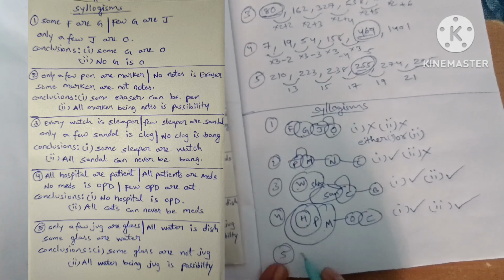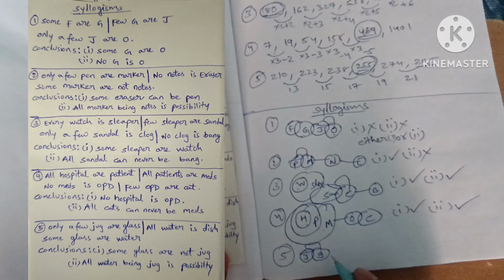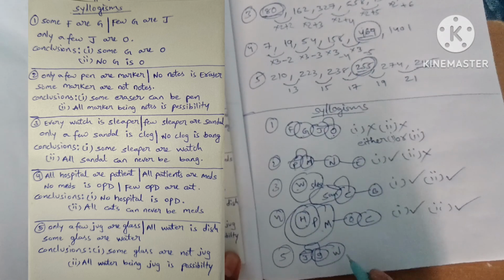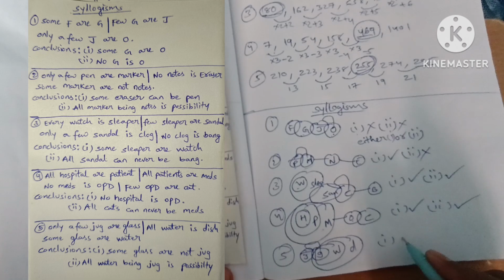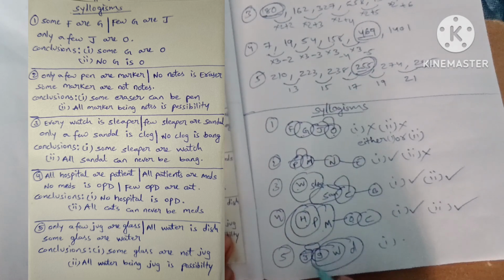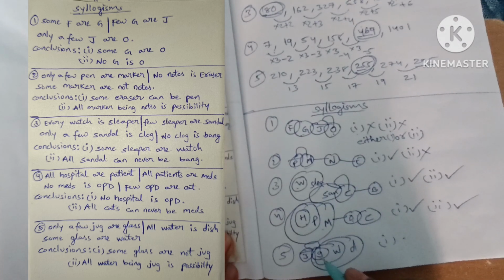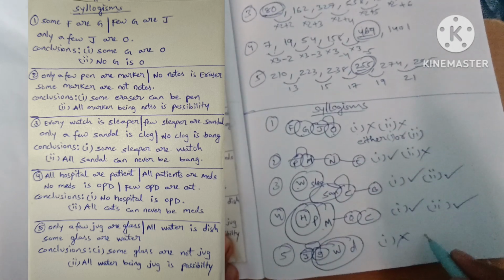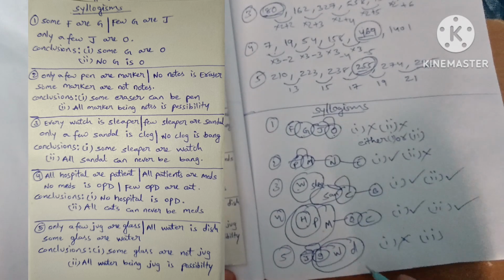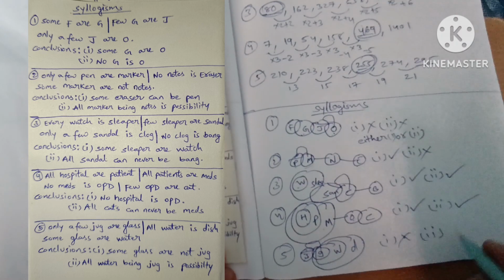Fifth one: Only a few jugs are glass. All glass are water, all water are dish. Conclusion 1: Some glass are not jug. All glass being jug is possible, so conclusion 1 is not true. Conclusion 2: All water being jug is a possibility. True.